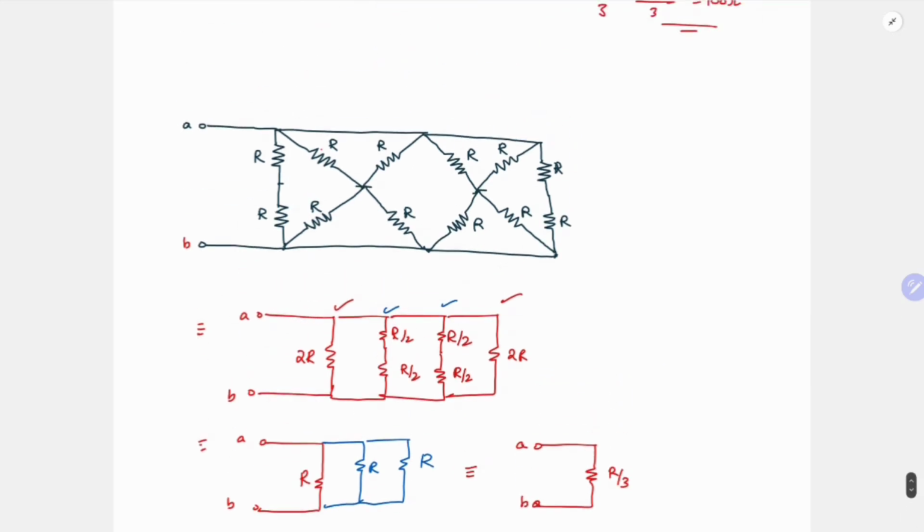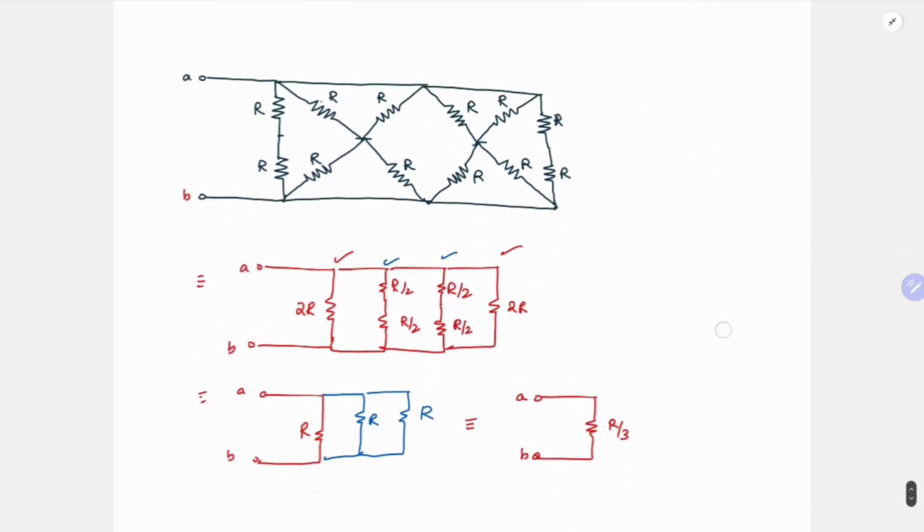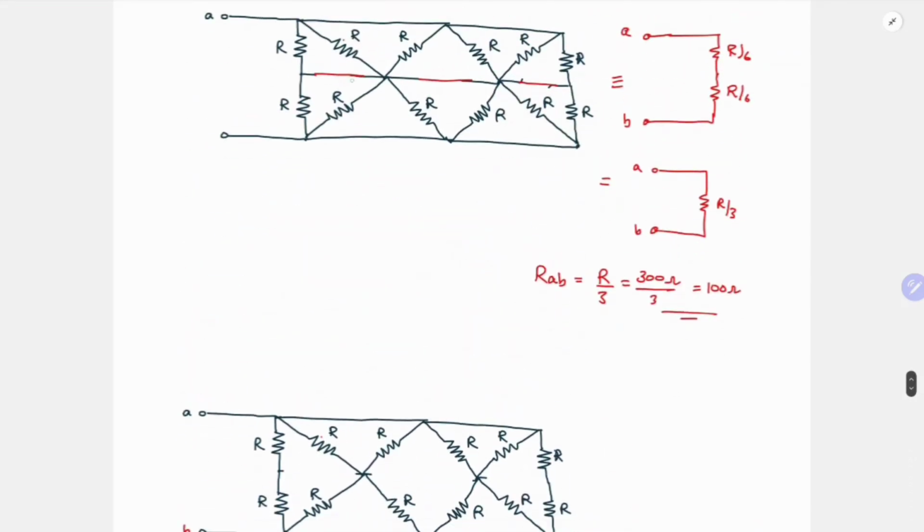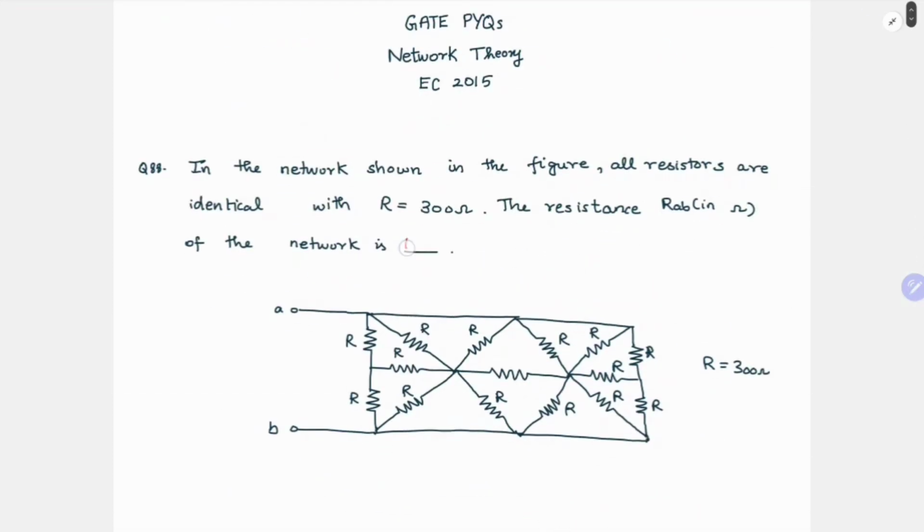So irrespective of whether you use the open circuit method or the short circuit method, you are going to get the same answer. In this case, the short circuit was easier. So the answer to this question is 100 ohms.